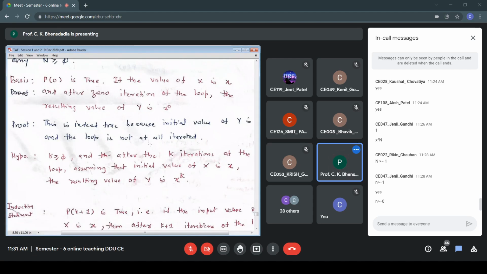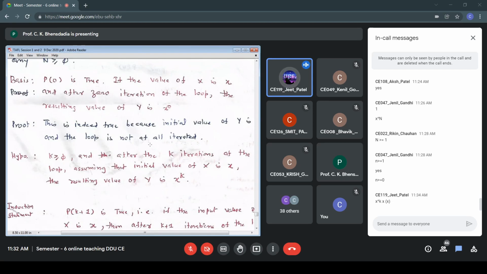Yes, Jit, exactly. Can you just unmute and speak, Jit? Sir, by k plus 1 iterations, we'll get value x power k plus 1. So we'll divide it into x raised to k multiplied by x. So we just use the hypothesis. Okay, yes, that's fine. Okay, mute yourself. The way we present is slightly different. Fine, the concept remains the same, of course.